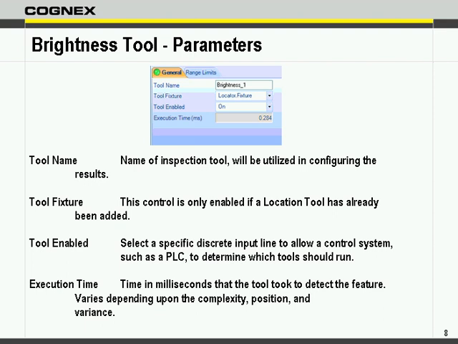First box here is used to describe the brightness or the name of the tool, and then it is also fixtured automatically for us, whether the tool is on or not, and its execution time.